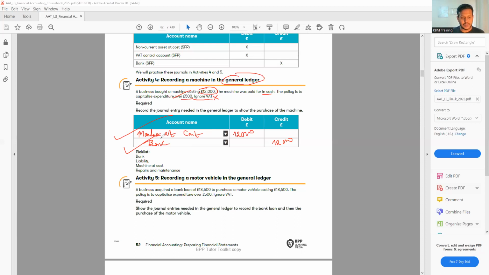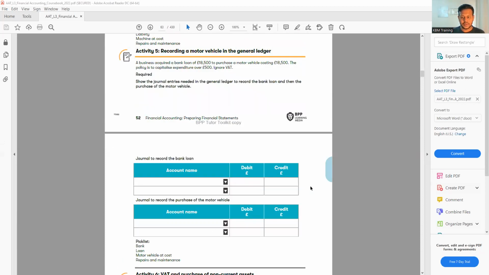All right, let's move to the next one. The next one, we have activity 5. Let's read this question. Recording a motor vehicle in GL, same question, but this time I think it is with a loan. So let's try that. The business took a bank loan of £18,500 to purchase a motor vehicle costing £18,500. The policy is to capitalize expenditure over 500, ignore the VAT. So this time I took the loan first, and I have used this loan to buy the non-current asset.